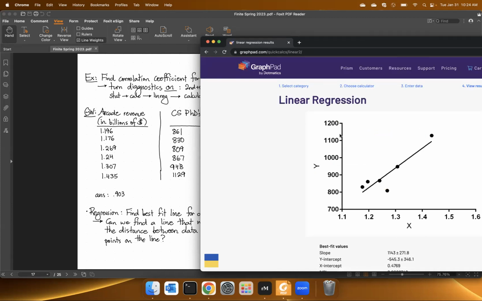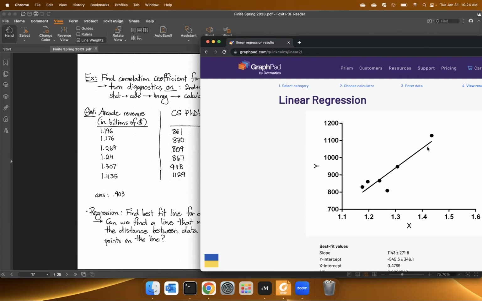And there we go. The first thing it does is create a scatter plot. It's got the arcade revenue in billions of dollars on the x-axis, and the number of computer science PhDs on the y-axis. Each dot here represents a coordinate pair with revenue as x and PhDs as y. And then it's also got a line on the graph right here.